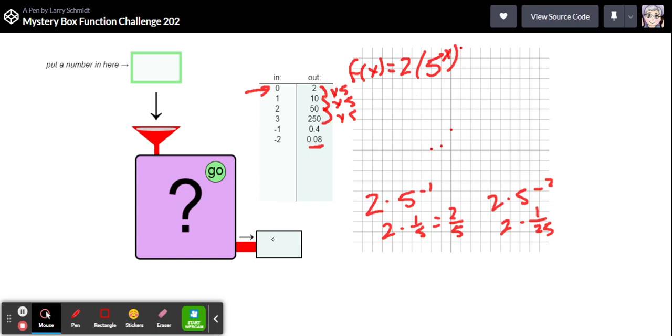I think this is 2 times 5 to the x. Let's take a look. Yeah, 2 times 5 to the x. Wonderful. Let's graph that. And again, that exponential curve that hugs the y-axis all the way out here on the negative side and then shoots up like crazy after it crosses the y-axis.